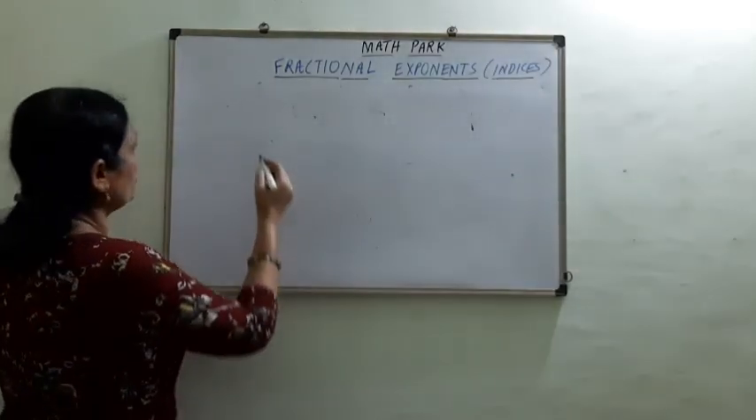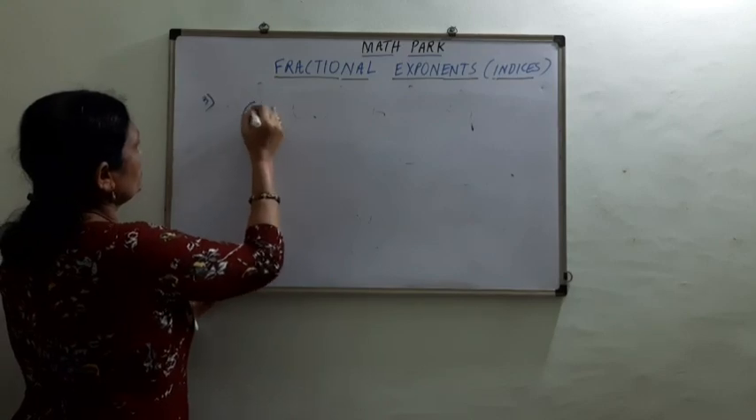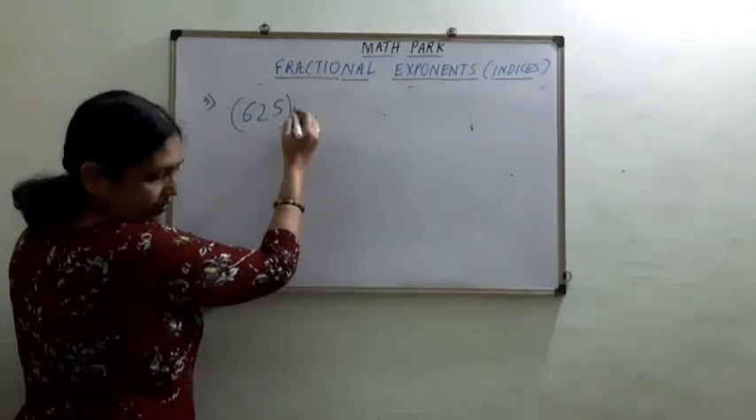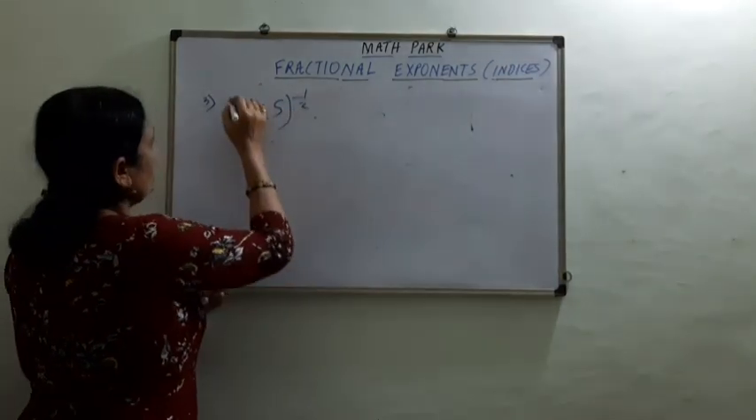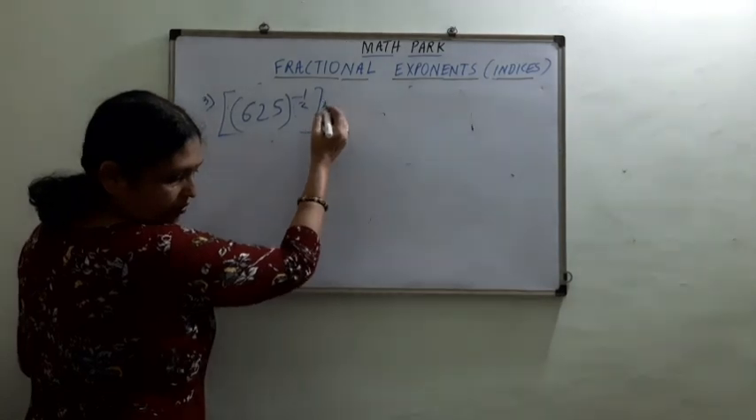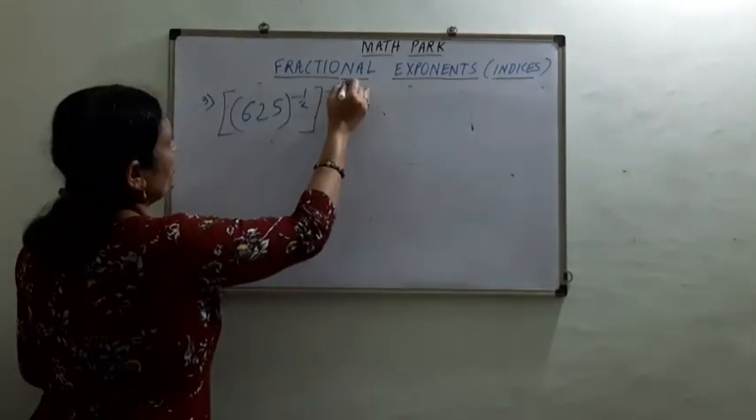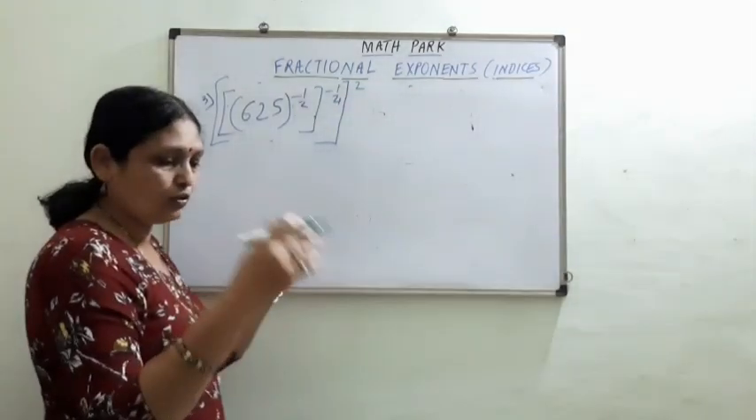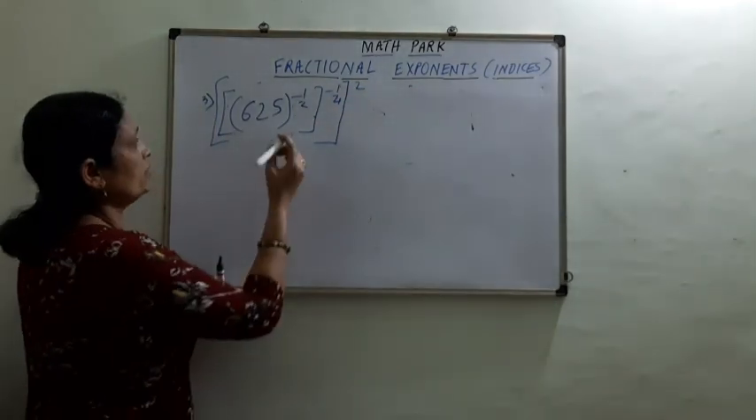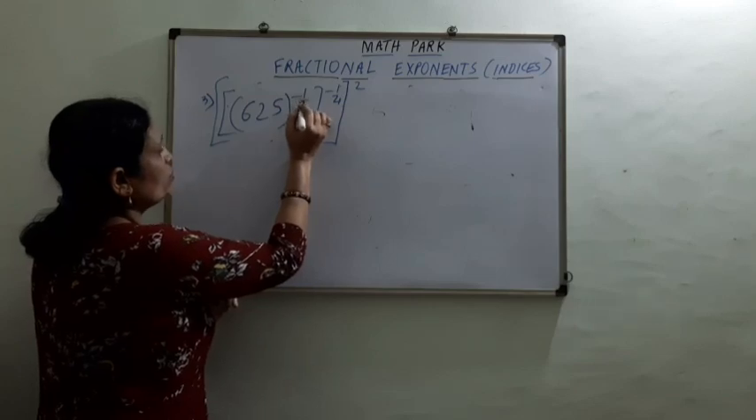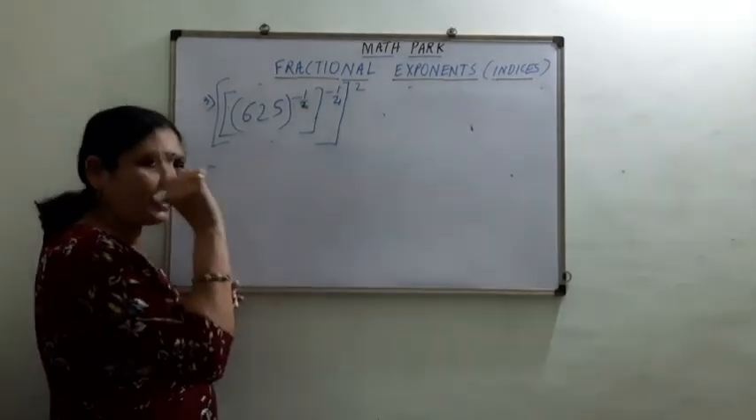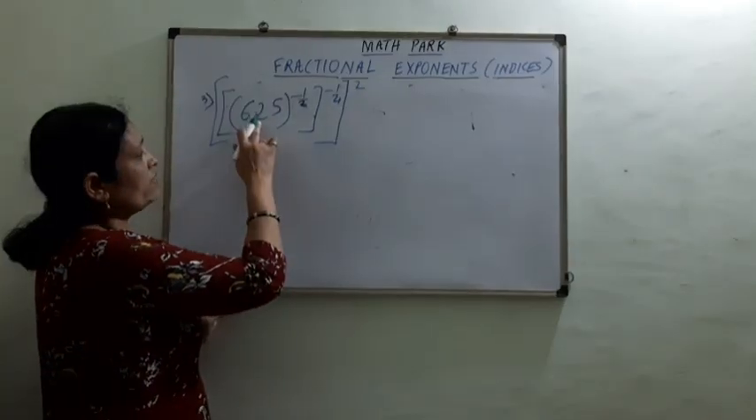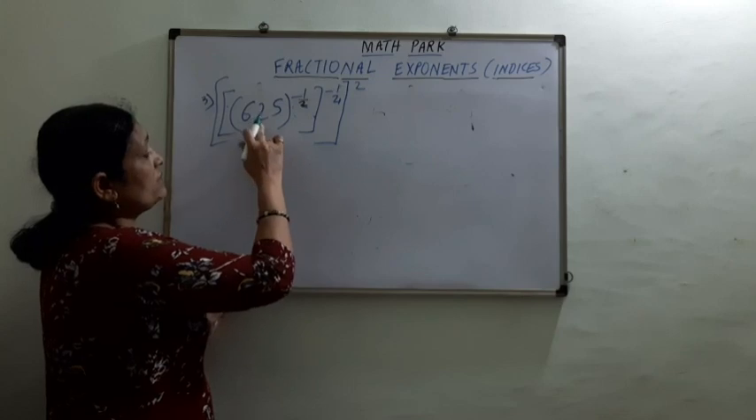So let us take another question. Question number 3. Say 625 has the power of minus 1 by 2. This has the power of say minus 1 by 4 and this entire expression has the power 2. So we solve, according to BODMAS we know that the inner bracket is to be simplified first. Now this is minus 1 by 2. So this 625 is the second power of some number. Since we have learned the squares, children, you can understand that 625 is the square of 25.